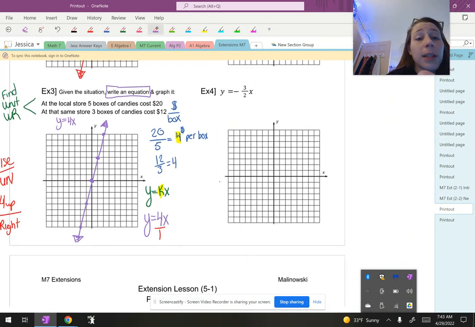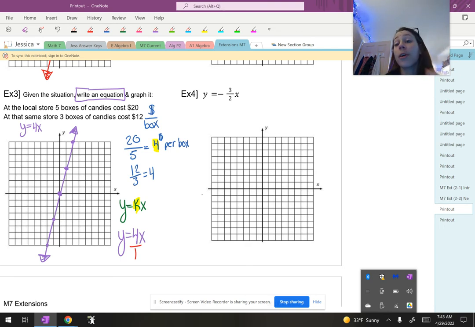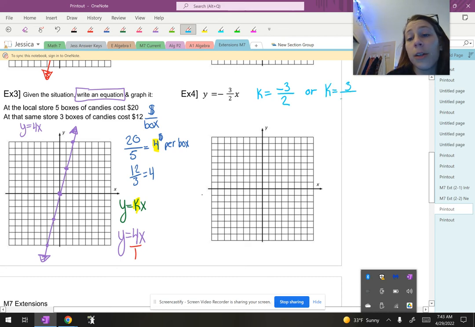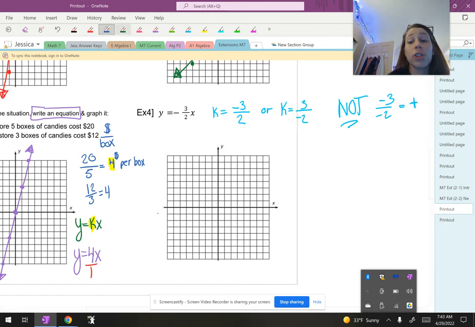All right, example 4 being a little bit different than the previous ones, simply because we have a negative sign here. So that is going to affect things for us. So that negative, you cannot give the negative to both pieces. It either goes on top with the 3 or it goes on the bottom with the 2, one or the other. So that k value is negative 3 over 2 or 3 over negative 2, but not negative 3 over negative 2. And again, that's because the negative divided by the negative would make it a positive, which it is not.